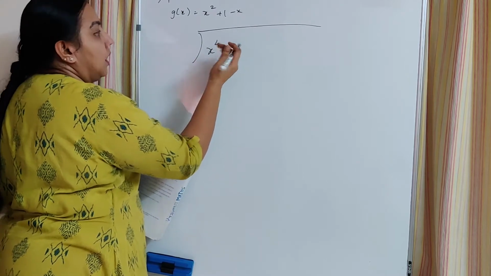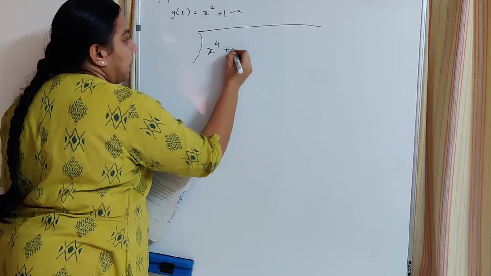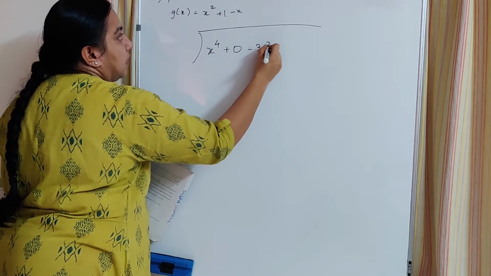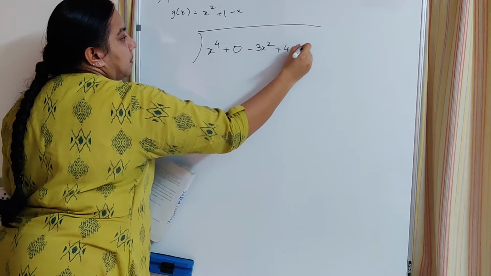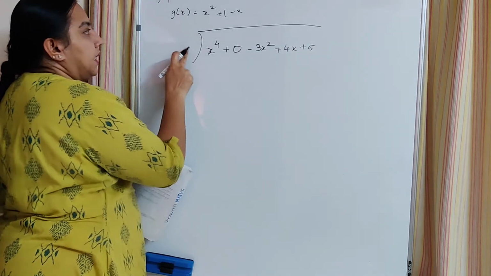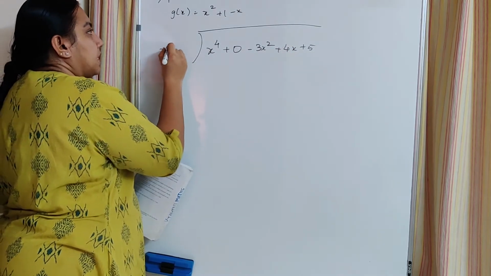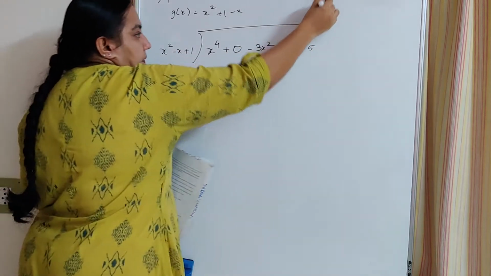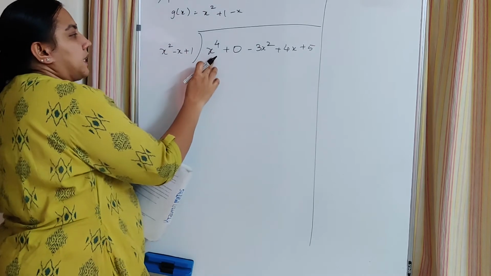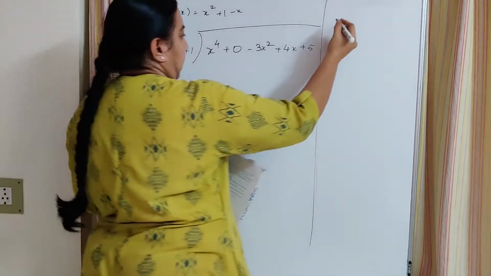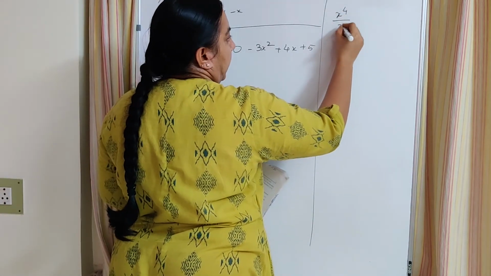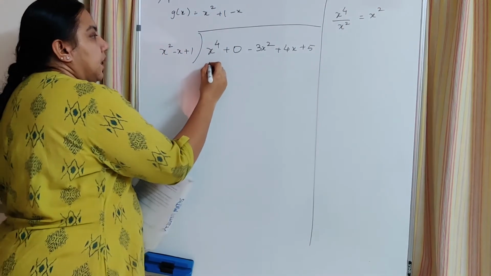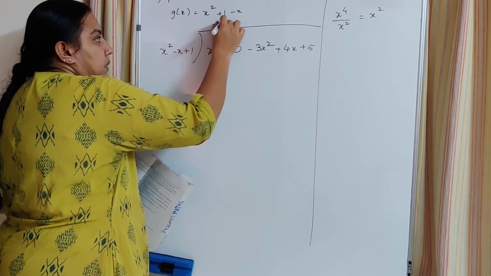If you want, you can specify it as plus 0, and then go with the next term, 3x square plus 4x plus 5. And while writing here also, arrange it properly: x square minus x plus 1. Okay, the rough column here again: x power 4 divided by x square, and it's equal to x square.